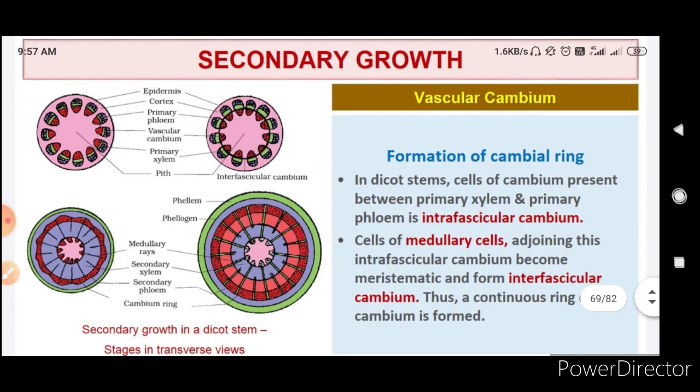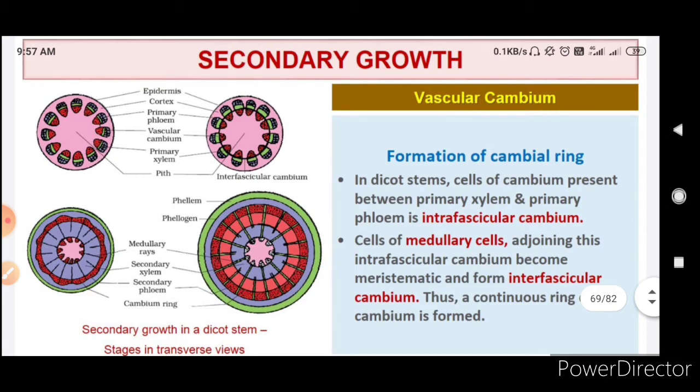In the dicot stem, cells of the cambium are present between the primary xylem and the primary phloem. The xylem and phloem which are formed in the early stages of the life of the plant are called the primary xylem and primary phloem. The cambium between the primary xylem and primary phloem is the intrafascicular cambium. Intra means inside, and between the bundles it is interfascicular. Cells of the medullary cells adjoining this intrafascicular cambium become meristematic and form interfascicular cambium. Thus a continuous ring of cambium is formed.